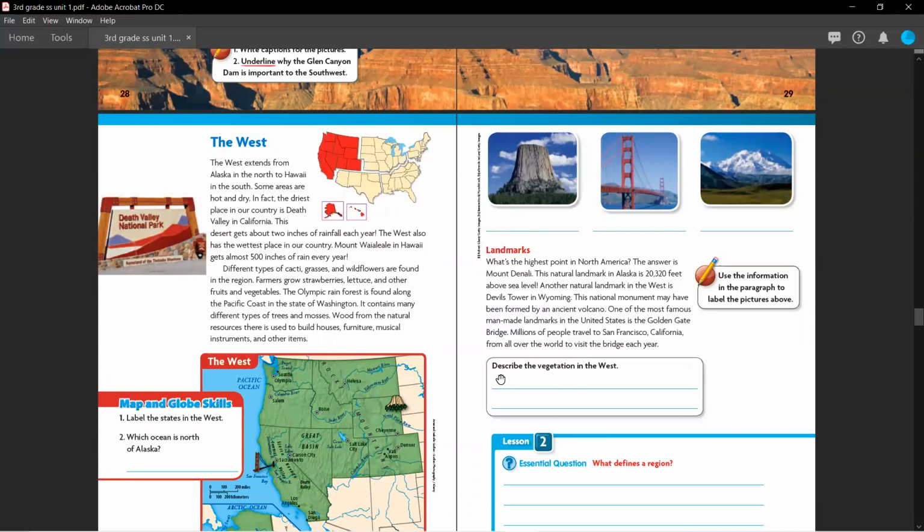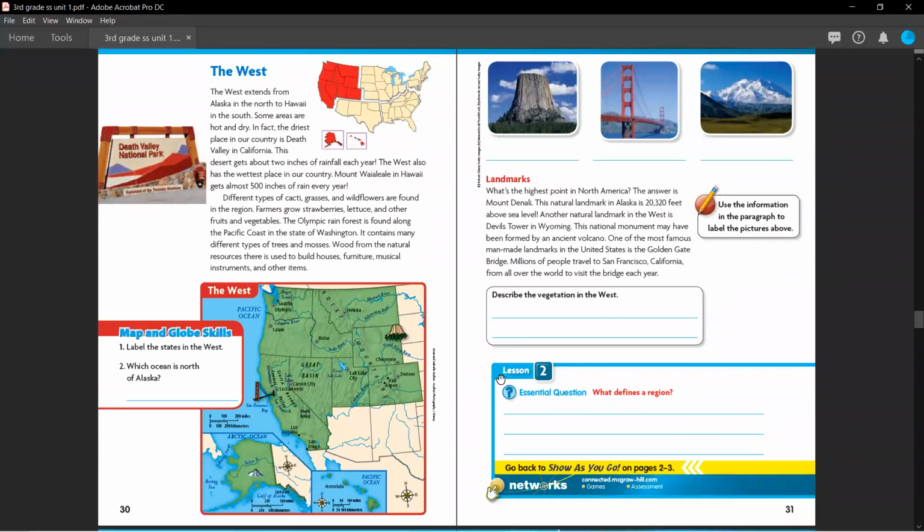Okay, now on to the Western region. The West extends from Alaska in the north to Hawaii in the south. Some areas are hot and dry. In fact, the driest place in our country is Death Valley in California. This desert gets about 2 inches of rainfall each year.